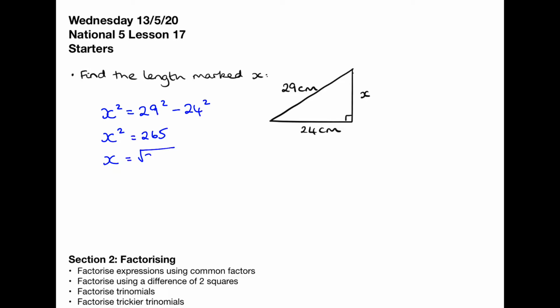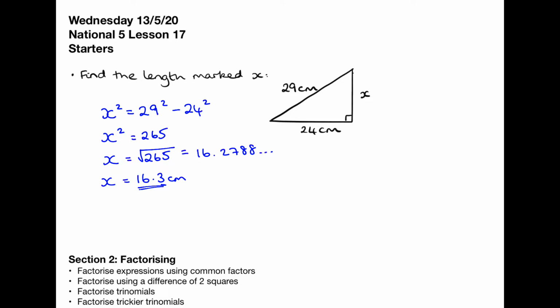So x will be the square root of 265, which when we work that out, we get 16.2788 and lots of other decimal places. So if we round that to three significant figures, we've got 16.3 and we need the units as it's a length. Okay, so that was our starter question.